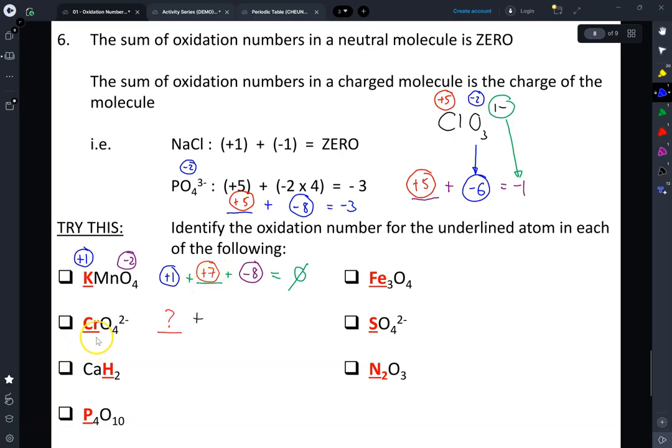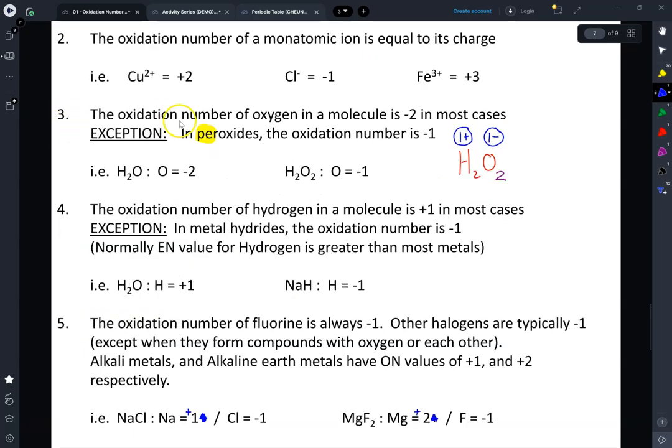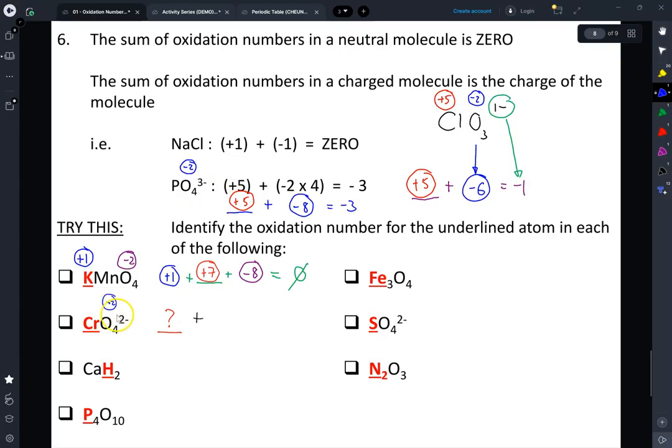In the next example, we don't know the ON value for chromium, but according to rule 3, the oxidation number for oxygen is -2. So -2 times 4 equals -8. And according to rule number 6, the sum of oxidation numbers in a charged molecule is the charge of the molecule itself. Since the charge of the molecule is 2-, this all must add up to -2. So the only number that can make this equation correct is if chromium had an ON value of +6.